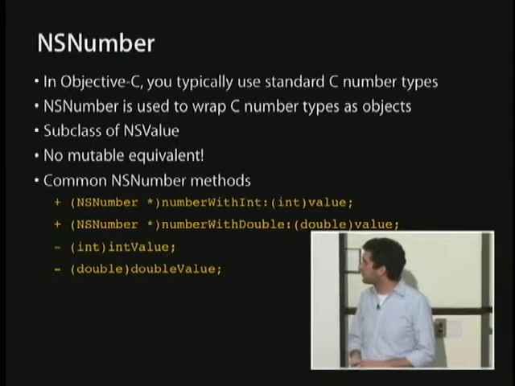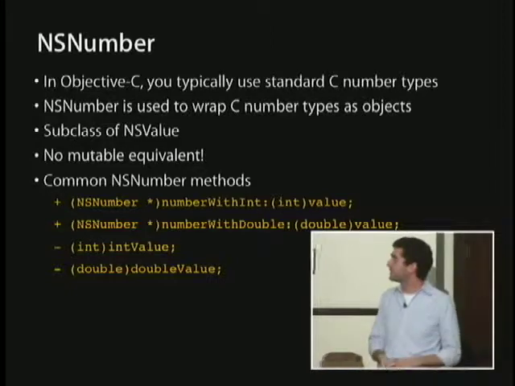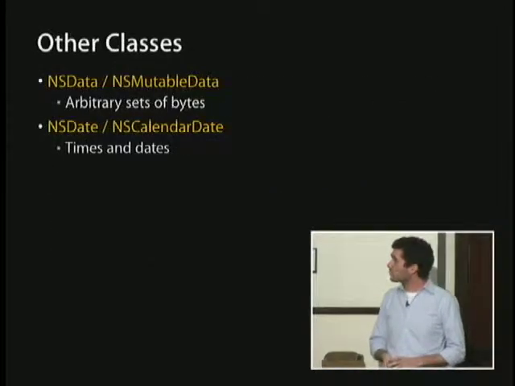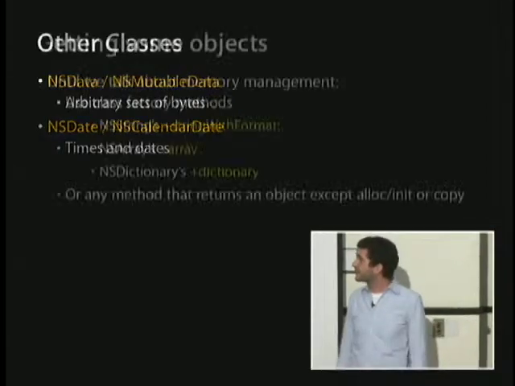NSNumber we talked about real quick. You can create it with an int, double, get intValue, doubleValue, floats. There's a whole bunch of different things. There's also classes for representing arbitrary bytes, NSData and NSMutableData, and dates, NSCalendarDate and NSDate.